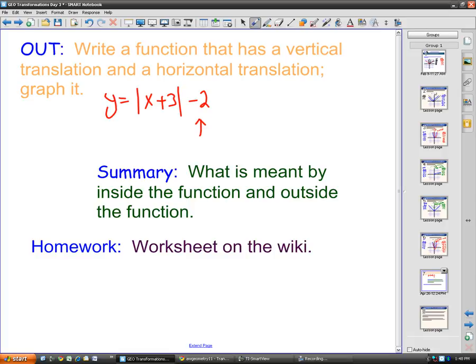Okay, if I write one that looks like this, y equals, and even if I did x squared plus 3, so if I did x plus 3 minus 2, and this thing squared, it will be the same thing. Left 3, down 2. Okay, but this one would be a U-shaped graph, and this one would be a V-shaped graph, and so that's kind of what we're talking about. And so just understand how these functions are moving.